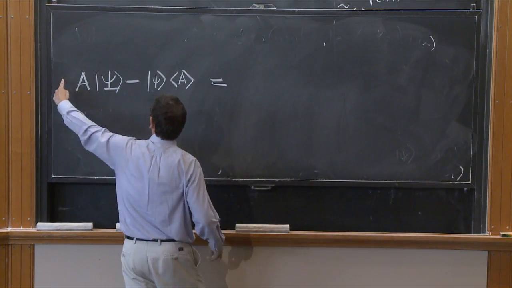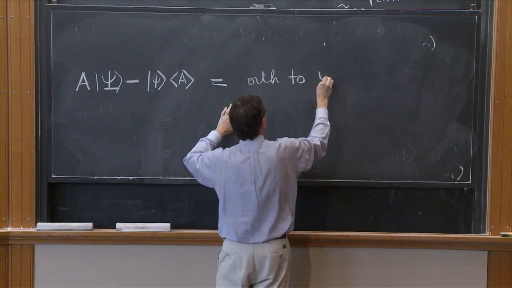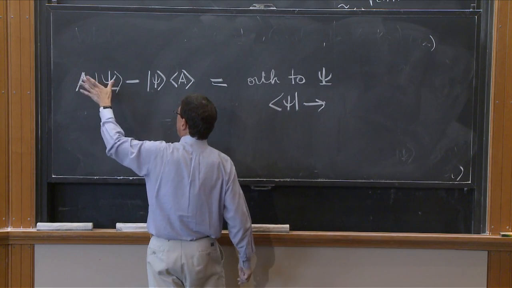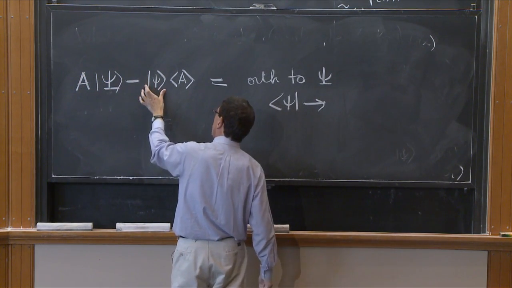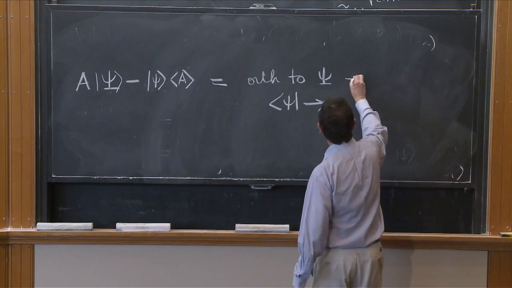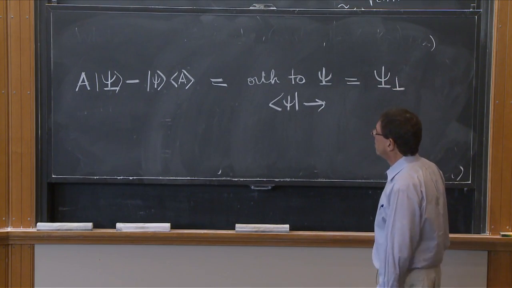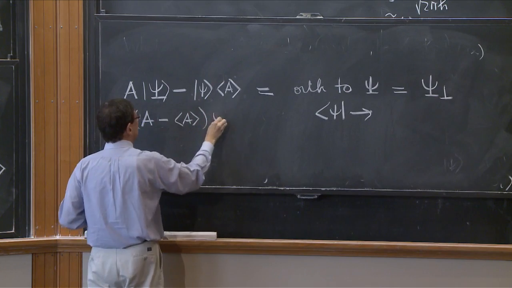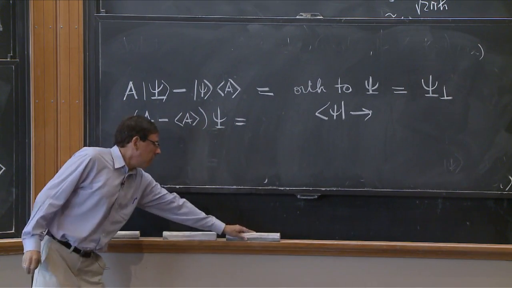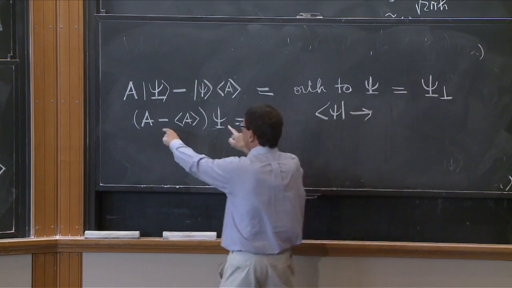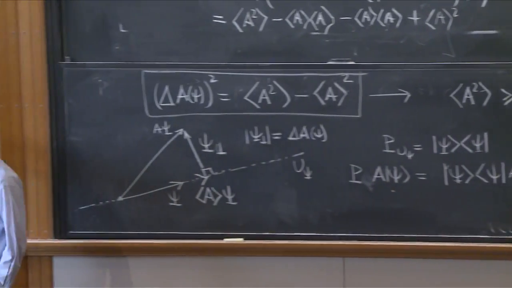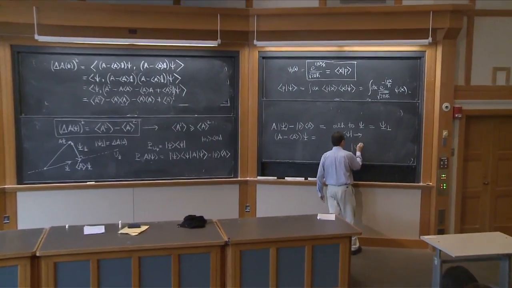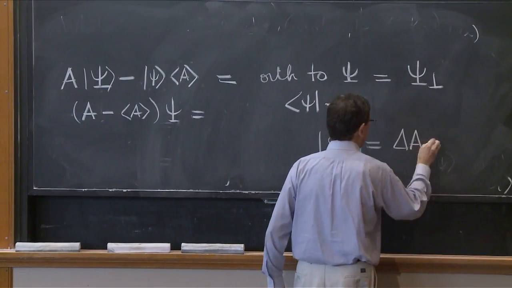Why? If you take a psi on the left, this is orthogonal to psi. And how do you see it? Put a psi from the left. And what do you get here? <psi|A psi>, which is the expectation value of A. <psi|psi>, which is 1. And the expectation value of A is multiplied by that, so the difference is 0. So this is a vector psi perp. And this is, of course, A minus the expectation value of A acting on the state psi. Well, precisely the norm of psi perp is the norm of this, but that's what we define to be the uncertainty. So, indeed, the norm of psi perp is delta A of psi.